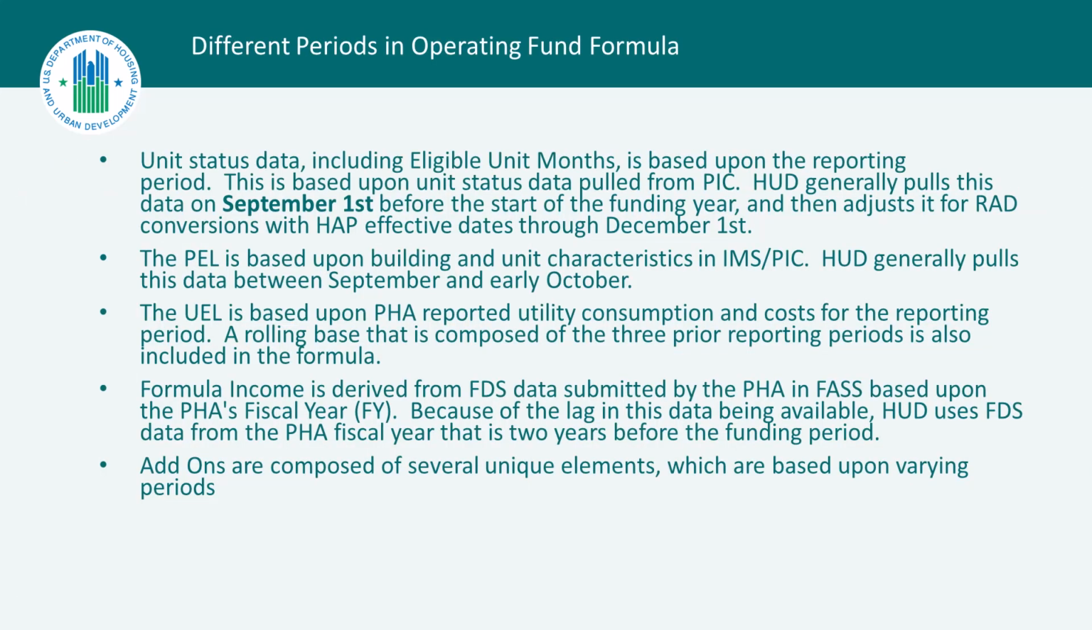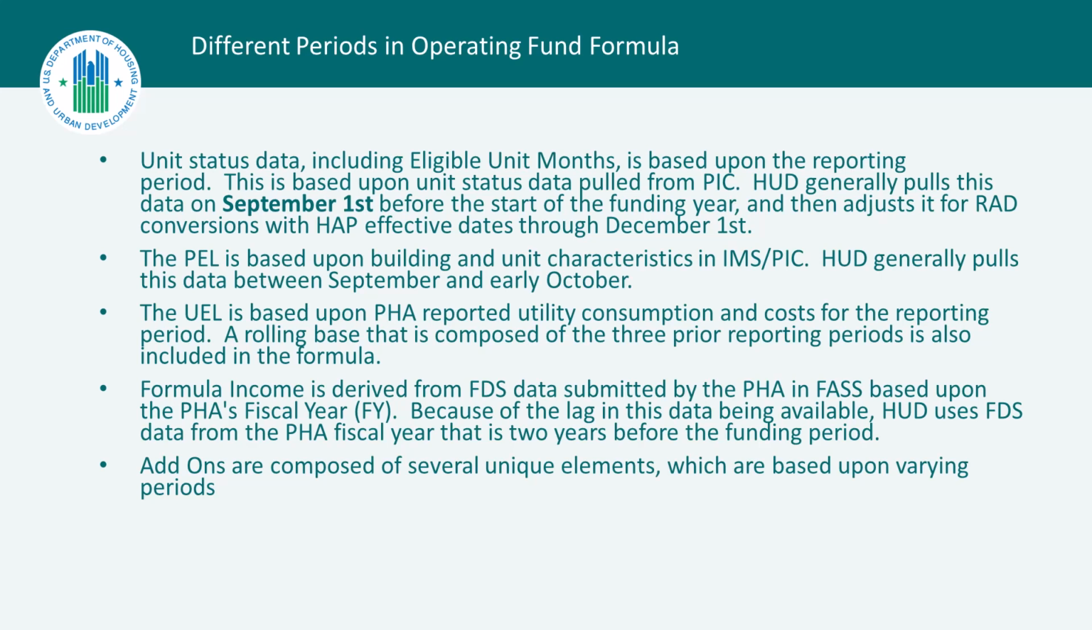There are several types of data that are used in the operating fund formula, and it is important to note that this data may be based on different periods of time. Unit status data, including eligible unit months, is pulled from PIC and is based upon the reporting period. HUD generally pulls this data on September 1st before the start of the funding year, and then adjusts it for RAD conversions with HAP effective dates through December 1st.